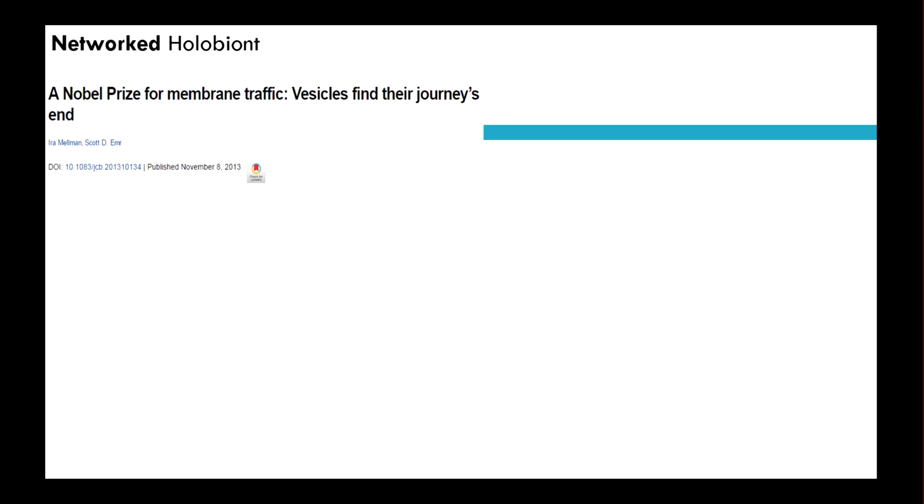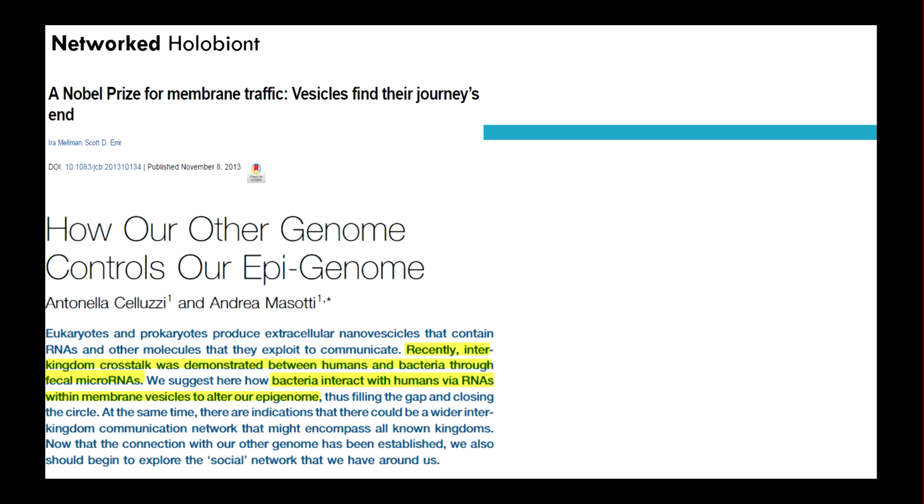Now, this leads us to a networked holobiont. I used to think that the human being was a superorganism, but superorganism only means that you're an aggregation of one species of bacteria. So a holobiont means you're coming from different species, right? And in 2013, the Nobel Prize was given to 3 Americans, actually, for their discovery that the bacteria can actually talk directly to the human cell.